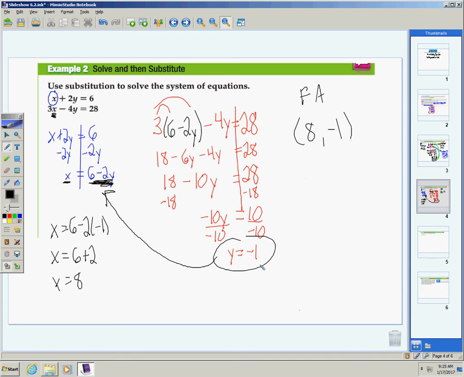And the way you can always check your answer for these types of problems is to just plug your answers in. 8 plus 2 times negative 1, that's 8 minus 2, that's 6. 3 times 8 is 24. Minus 4 times negative 1 is positive 4. 24 plus 4 is 28. If you simply plug in your x and your y values, these equations should be true. You should get what they say you should get.